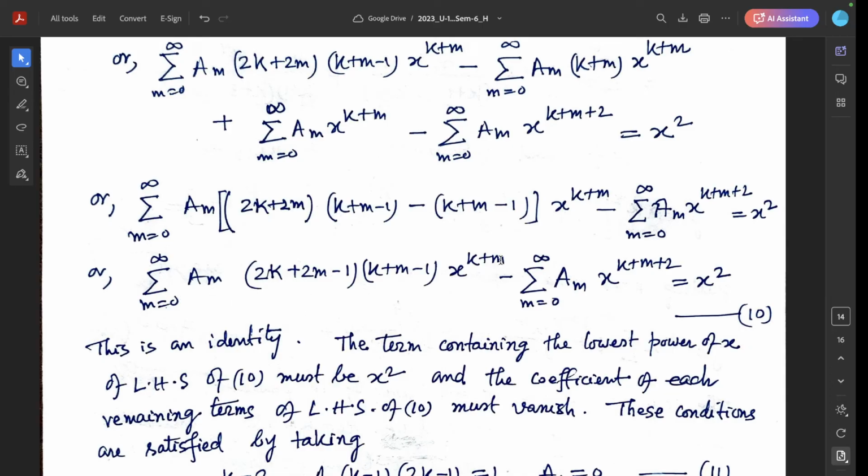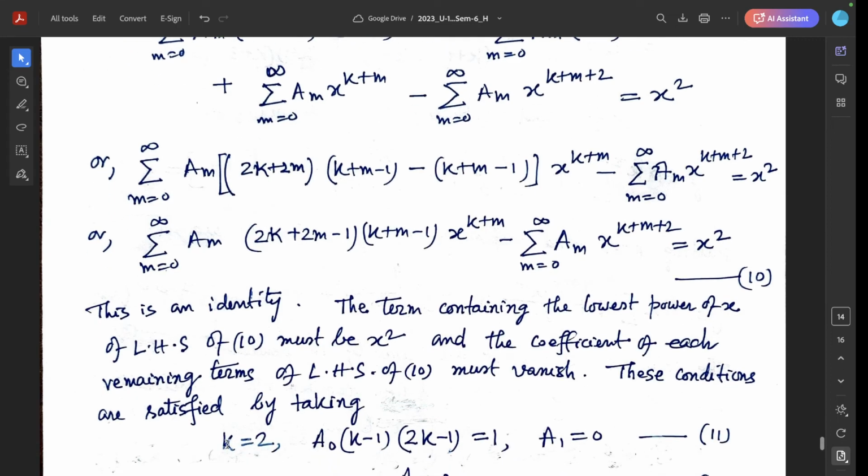When m equal to 0, we get x to the power k, and the right hand side is x square. So obviously the lowest term on the left hand side must also be x square. The coefficient of each remaining term of the left hand side of 10 must vanish, because the right hand side has only the x square term, and these conditions are satisfied by taking k equal to 2. When m equal to 0, we have x to the power k, so k must be equal to 2. And if we put m equal to 0, a0 (2k-1)(k-1) is equal to 1, because the coefficient of x square is 1.